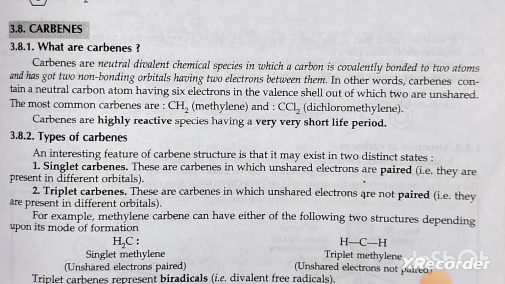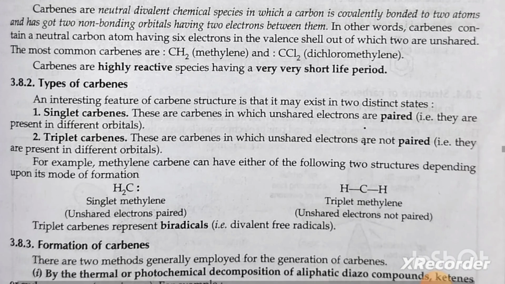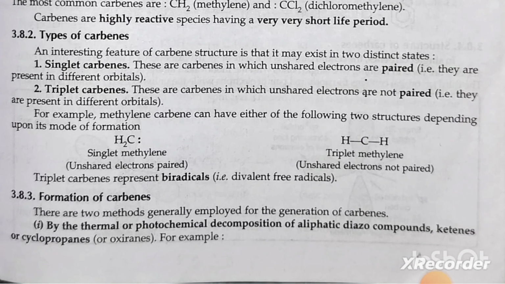Second, types of carbene. An interesting feature of carbene structure is that it may exist in two distinct states. First, singlet carbene. These are carbenes in which unshared electrons are paired. They are present in the same orbital. Triplet carbene. These are carbenes in which unshared electrons are not paired. They are present in different orbitals. For example, methylene carbene can have either of the following two structures depending upon its mode of formation. CH2 singlet methylene: unshared electron pair, H single bond C single bond H. Triplet methylene: unshared electrons not paired. Triplet carbenes represent biradicals, divalent free radicals.